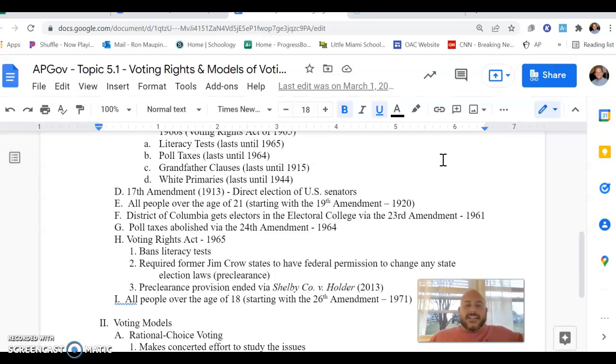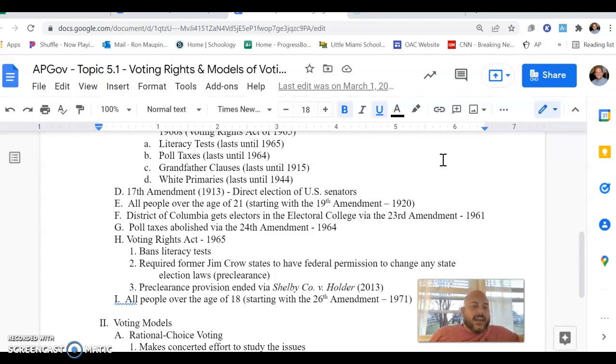By the time we get to the 1960s, we see the expansion of democracy into the District of Columbia. Remember, the District of Columbia is not a state, so still to this day, it does not have any voting members in the House, does not have any voting members in the Senate, and up until 1961, did not have any members in the Electoral College. But that will change with the 23rd Amendment. The Electoral College is going to allow D.C. to have 3 Electoral College votes.